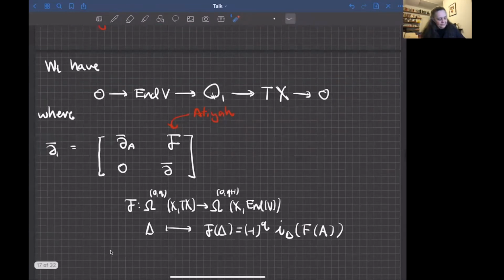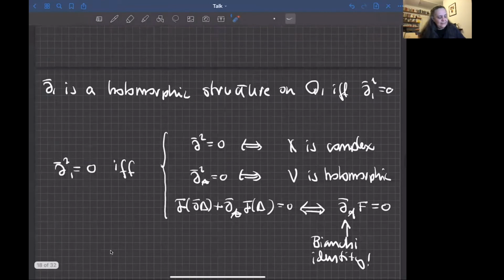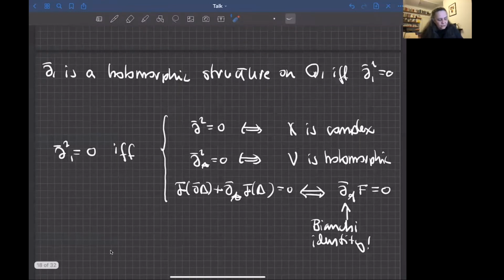And so what is nice to see is that this is a holomorphic structure if and only if this squares to 0. And that is equivalent, if you work it out, if you square this operator, you work out that this squares to 0 if and only if this operator squares to 0, which is the integrability of the complex structure of X. This covariant derivative squares to 0, which is nothing but the holomorphicity of V.